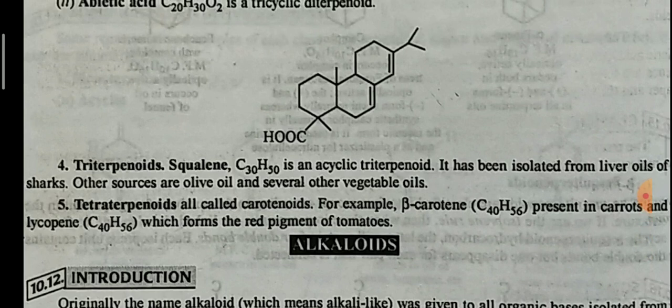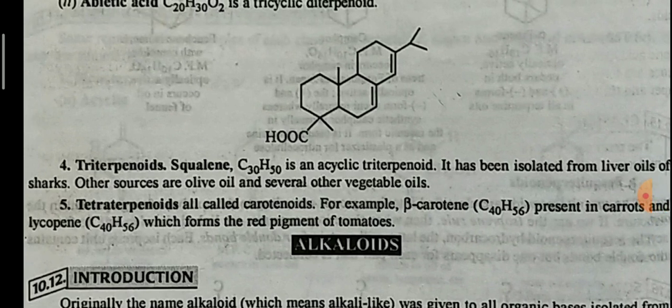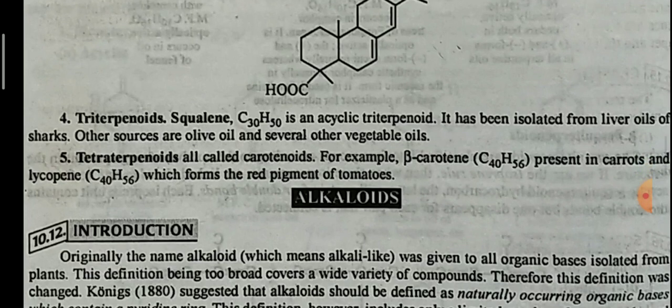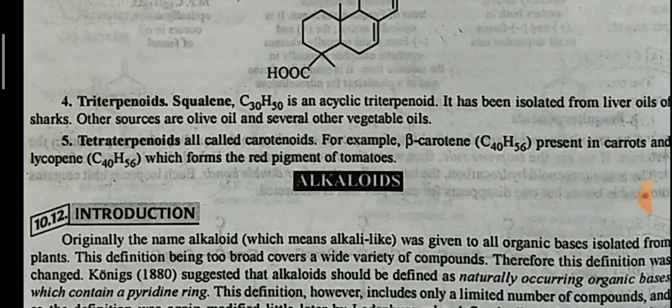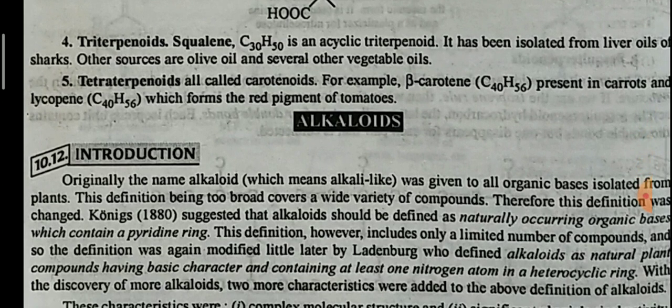Triterpenoids. Squalene, C30H50, is an acyclic triterpenoid. It has been isolated from liver oils of sharks. Other sources are olive oil and several other vegetable oils. Tetraterpenoids, also called carotenoids. For example, beta-carotene, C40H56, present in carrots, and lycopene, C40H56, which forms the red pigment of tomatoes.